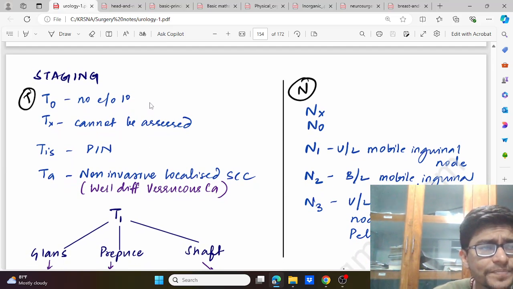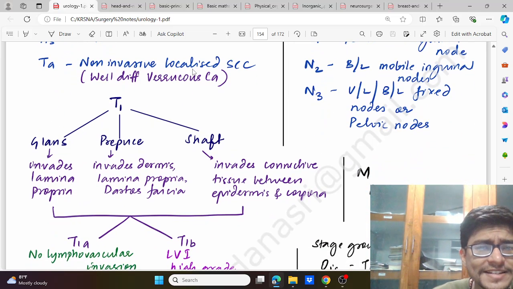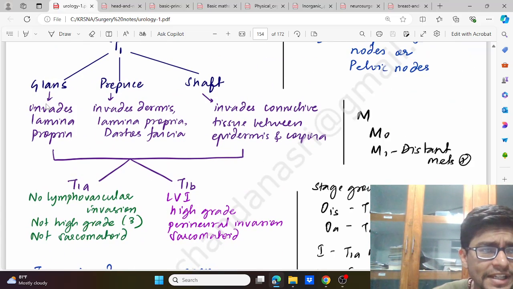Then we will come to the TNM staging of the penile cancer. So Tis is penile intraepithelial neoplasia. Ta is non-invasive localized SCC, that is a well differentiated verrucous carcinoma. T1, where T1 on the glans, it invades the lamina propria. On the prepuce it involves the dermis, lamina propria and dartos. In the shaft it involves the connective tissue between the epidermis and corpora.